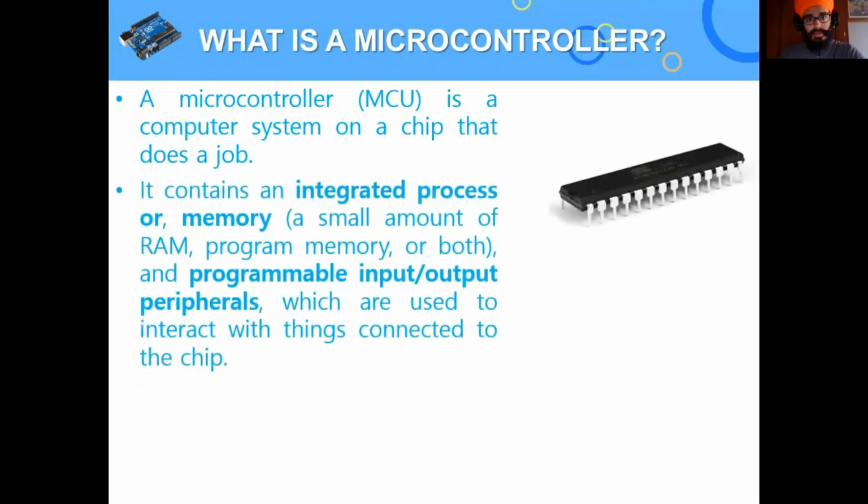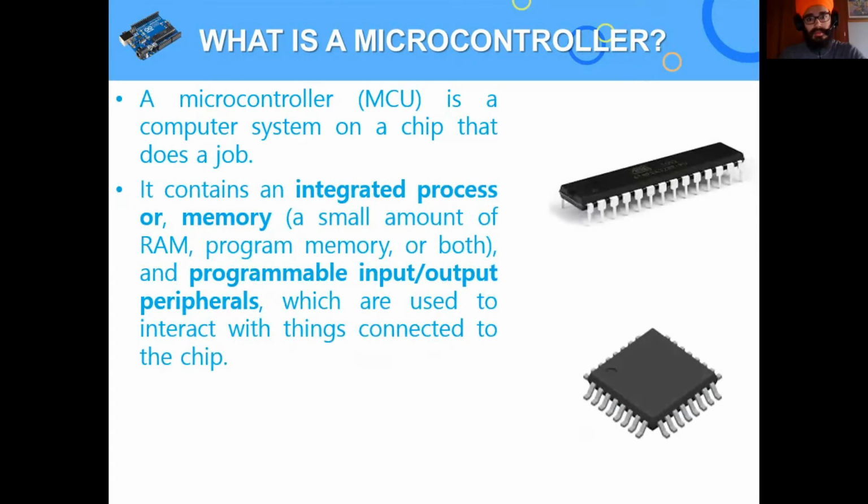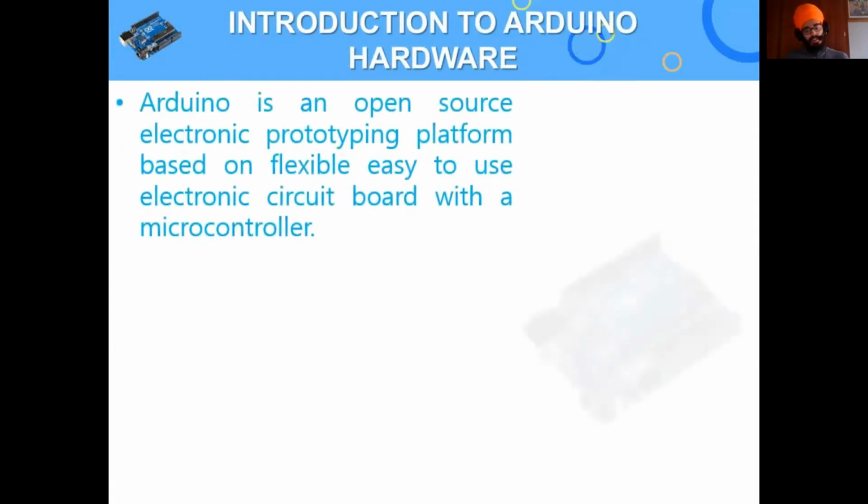Okay, so first of all, what is a microcontroller? A microcontroller, short form MCU, is a computer system on a chip that does a job, and it contains an integrated processor and memory. The memory is a small amount of RAM that you program, and the RAM is actually programmable, that works like a computer. So it has input and output peripherals, which are used to interact with things connected to them.